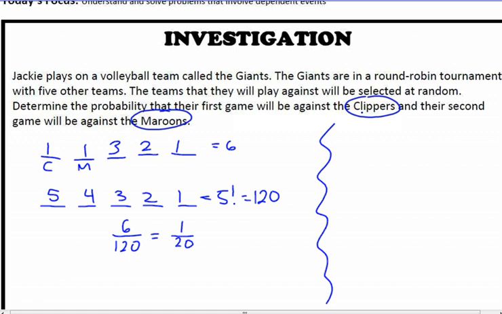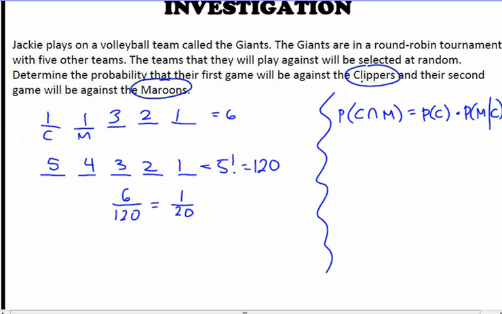We want to first pick the Clippers and then pick the Maroons. So the probability that we first get the Clippers and then we get the Maroons is the probability of C times the probability of M given that C has occurred. That vertical line is a new symbol. So the probability of M given that C has occurred. Well, this is going to be our lesson today.